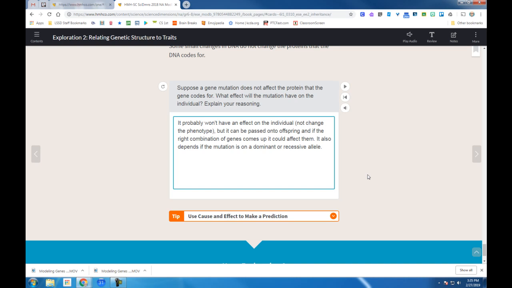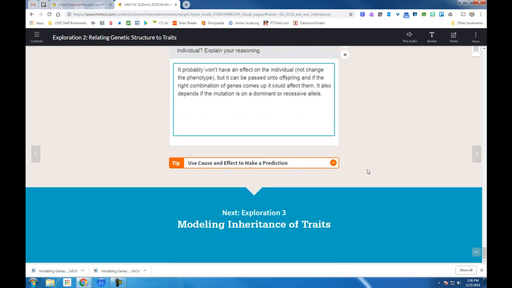So in this case, with a mutation that does not affect the protein that the gene codes for, what do you expect? I would expect you probably wouldn't be able to tell at all by looking at the phenotype, right? It's still going to be made of the same stuff. The instructions are still the same, even though in the genetic code there is a slight change that could be passed on later on. Eventually, more mutations could build up, enough to where you do see a change in the phenotype. So that is the end of exploration 2.